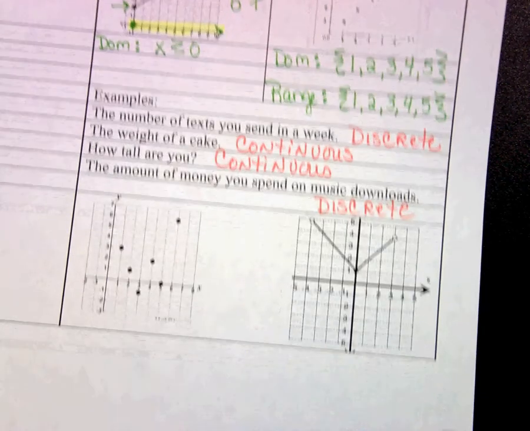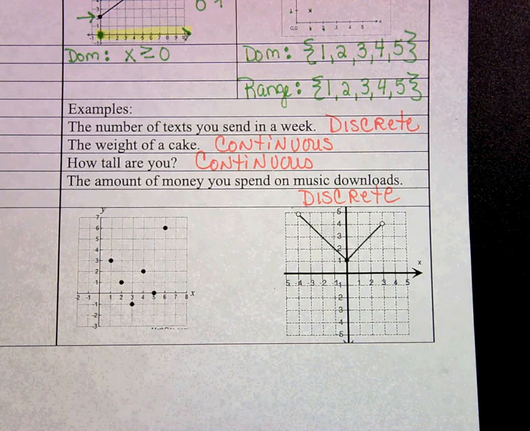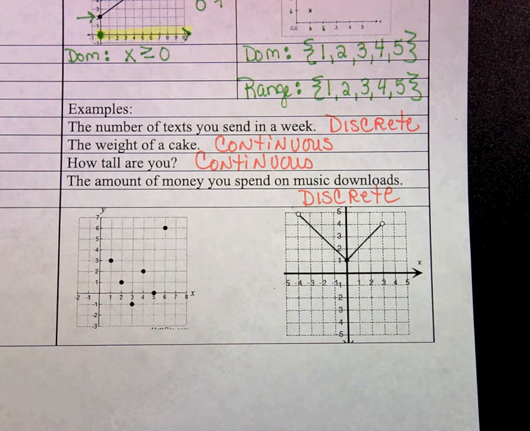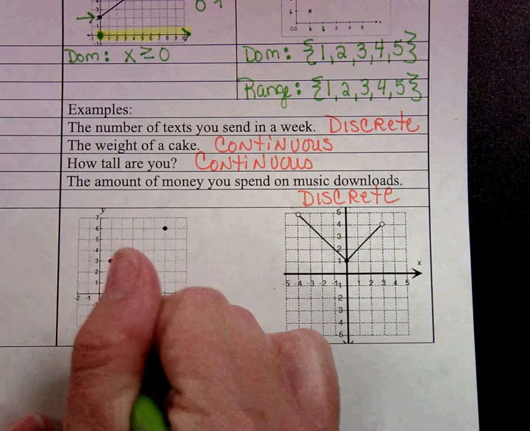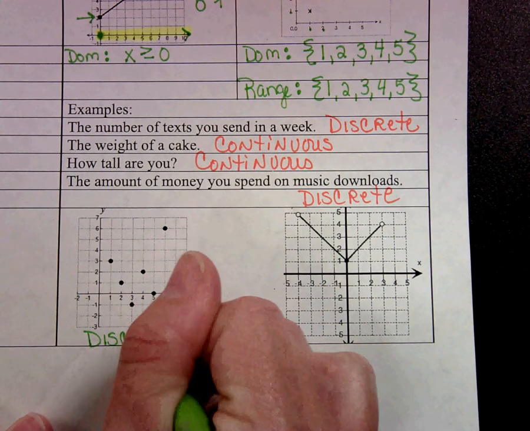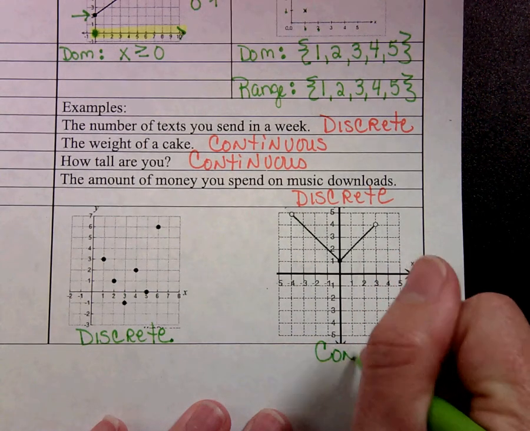Okay, so let's look at the last 2 graphs and talk about whether they're discrete or continuous. I want you to determine that for a minute on your own. Which one is discrete? Which one is continuous? Okay, hopefully you said that this graph is a discrete graph, and this one is the continuous graph.